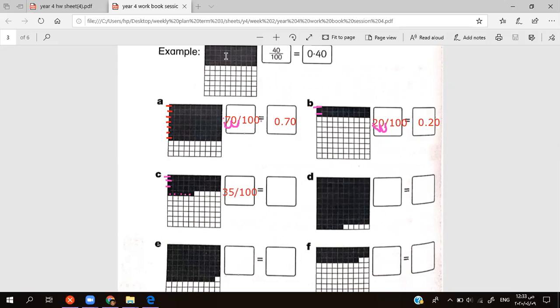Now let's turn it into a decimal. I will move my decimal two places because it's divided by 100. So 1, 2. So it's 0.35. Okay, now answer numbers D, E, F and come back to see how we do it, okay?